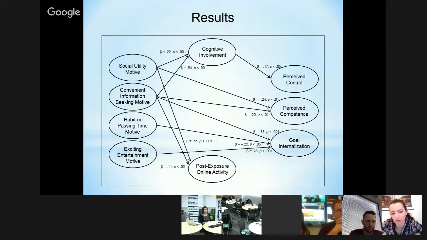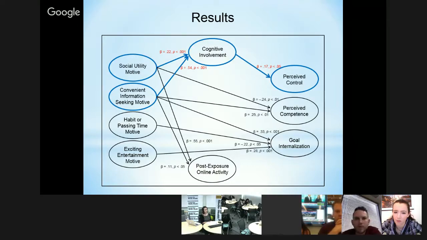Regarding research questions 2, 3, and 4, hierarchical multiple regression analysis revealed a significant relationship among the motives for health-related YouTube use, cognitive involvement with health information on YouTube, post-exposure online activity, and 3 dimensions of the sense of empowerment regarding healthcare. Throughout this presentation, blue lines in the figure mean the positive relationship between variables, and red lines mean the negative one.